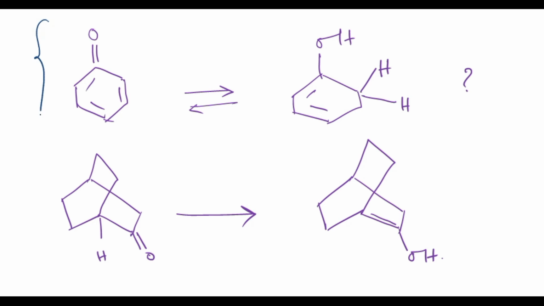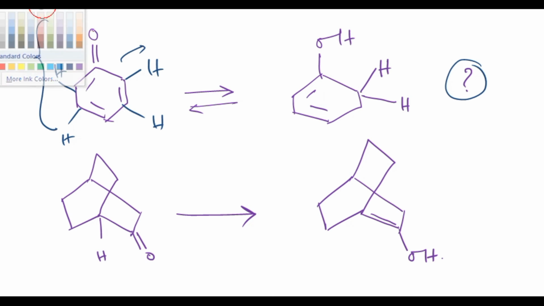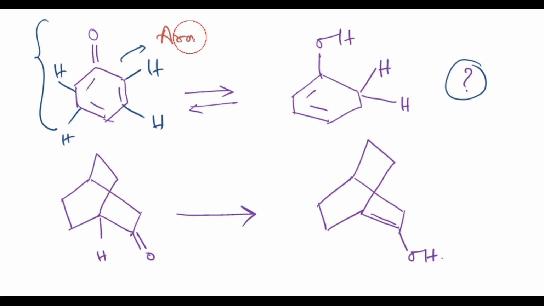Now see, I will show some problems over here. Though this molecule contains alpha hydrogen, you can see alpha hydrogen over here, will it show tautomerism? Actually remember, this is a very important question. This will not show tautomerism because this is an aromatic compound. Whenever it gets converted to the enol form, that is OH, the aromaticity is lost. That's why this will not show tautomerism.